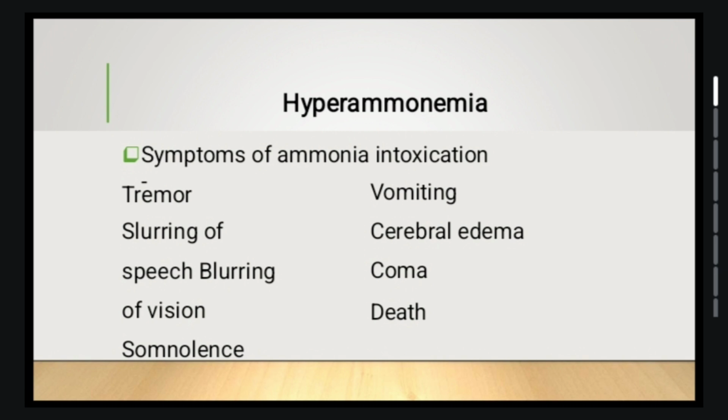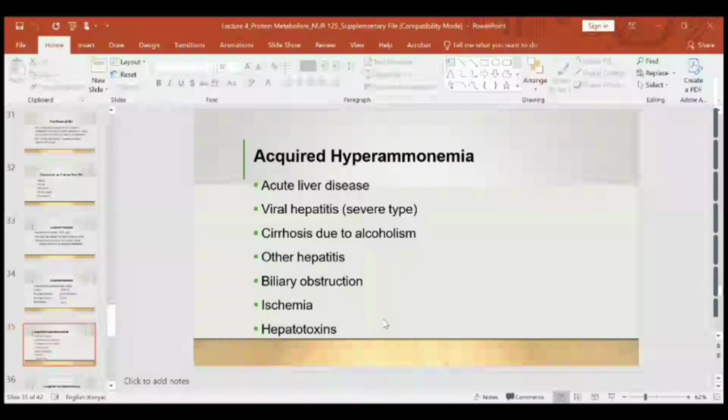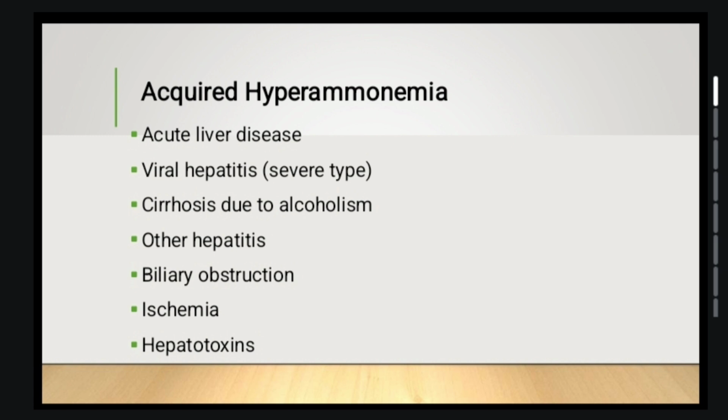Some of the causes of hyperammonemia are acute liver disease, viral hepatitis, liver cirrhosis as a result of alcoholism, other hepatitis, inflammation of hepatocytes, biliary obstruction, ischemia, and hepatotoxins. All these can lead to inflammation of the hepatocytes, and we know that the urea cycle happens in the liver. A lot of ammonia is being released in the liver, having gotten there in the form of glutamine in the first place. So the organ most affected by ammonia toxicity is the liver.